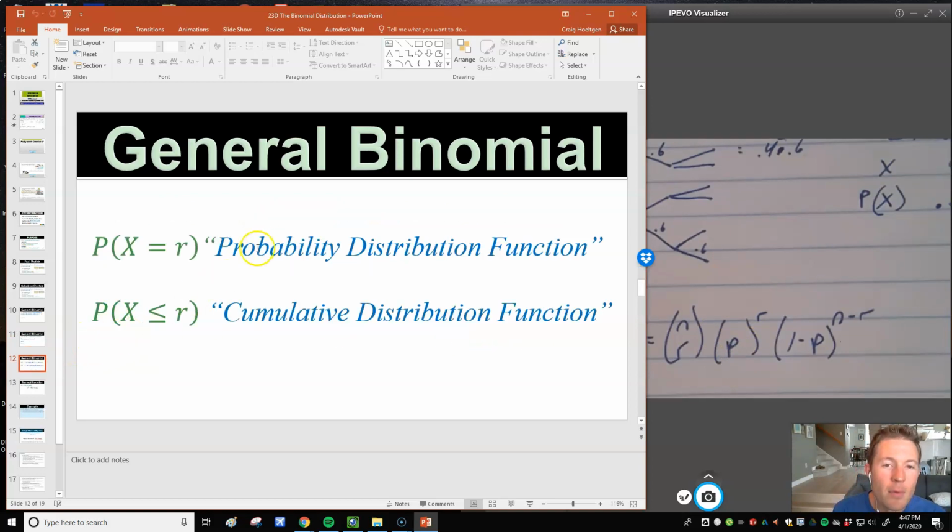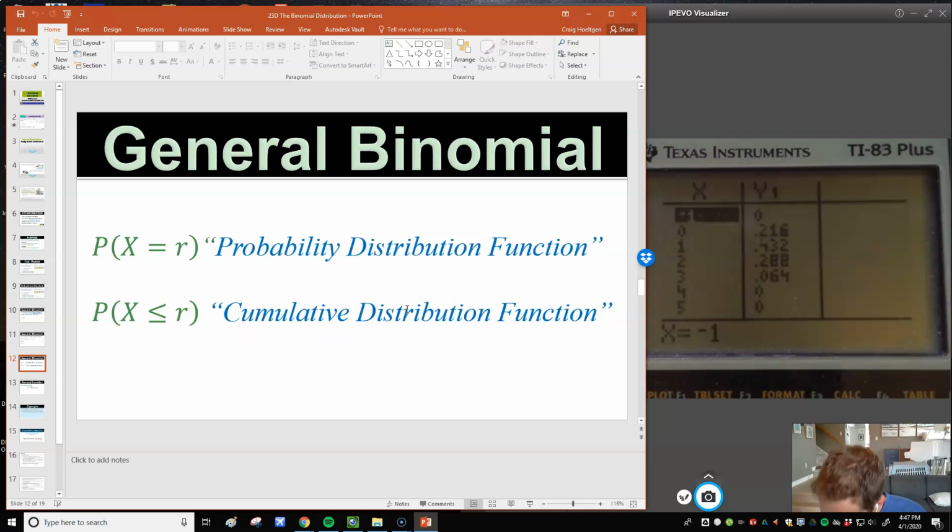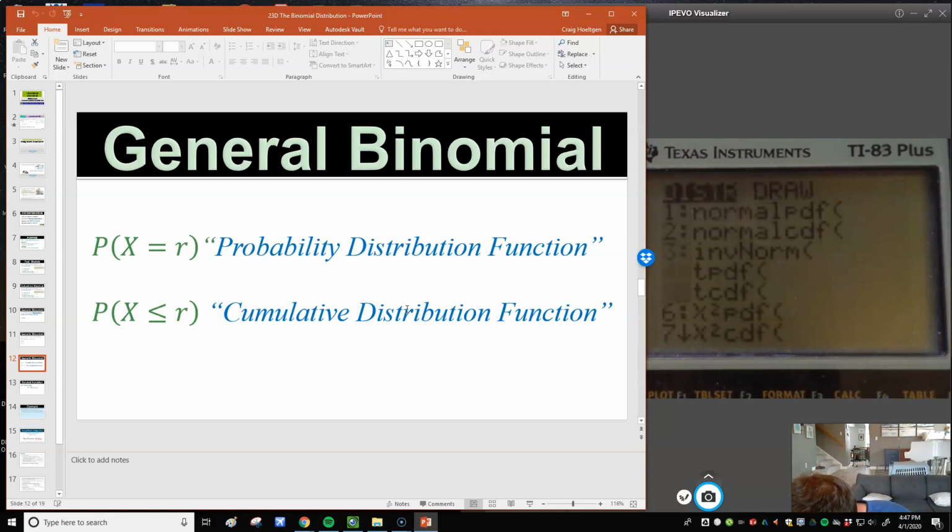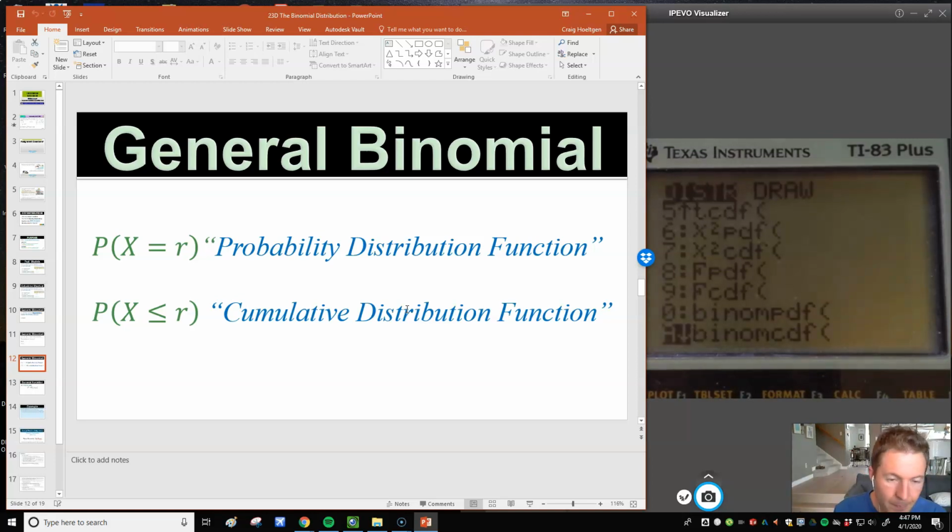Onward. A reminder as far as your calculator: the probability x equaling exactly something, that's your probability distribution function. That's the PDF on your calculator. And remember, if you want a cumulative distribution, that's when you want like the probability of x being less than or equal to 3. Well, that's CDF on your calculator. And again, you get to these by going second dist, and it's kind of hidden at the bottom actually. You have binom PDF and binom CDF there.